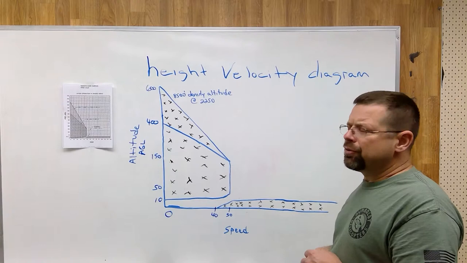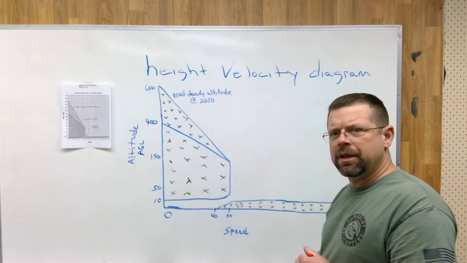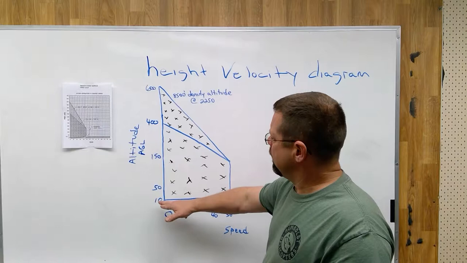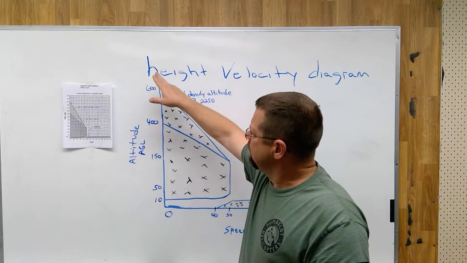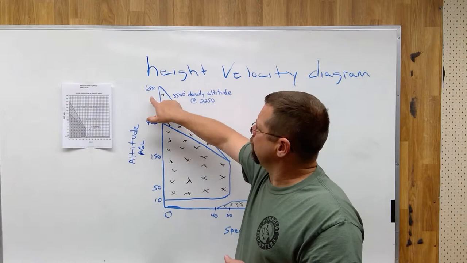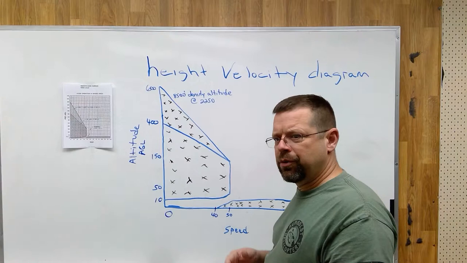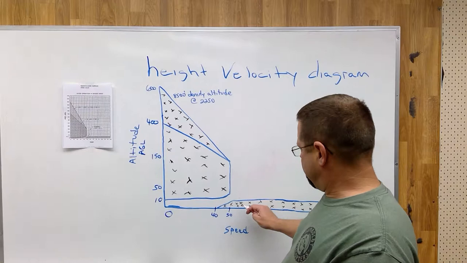I've made a not-to-scale picture of this particular height velocity diagram, so it's easier to see, and we can mark it up and show you how to work through using it to stay safe. Along the left side of the height velocity diagram, you have altitudes ranging from zero to wherever the manufacturer may include. This one goes up to 600 feet AGL, which is above ground level. On the bottom, we have speeds ranging from zero all the way up to wherever the manufacturer decides to cut it off. And we also have a shaded area in this area.